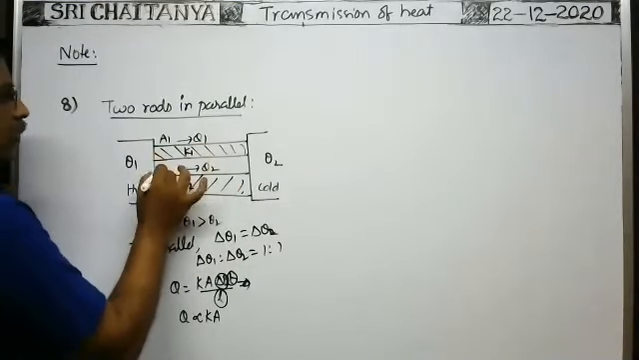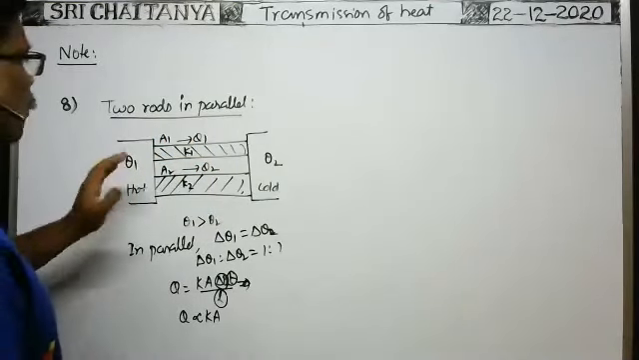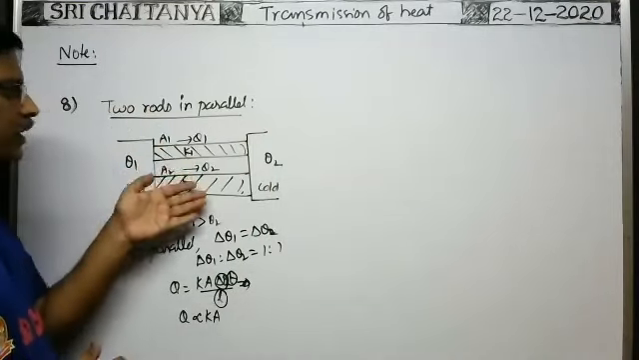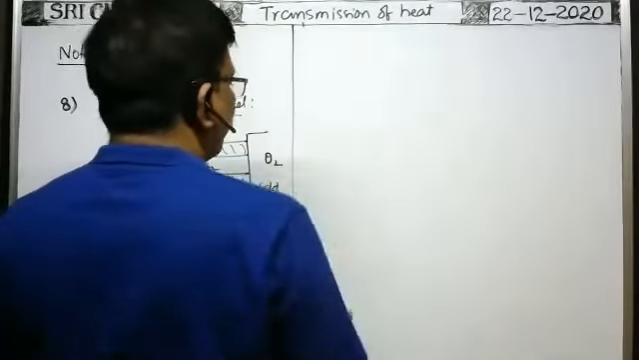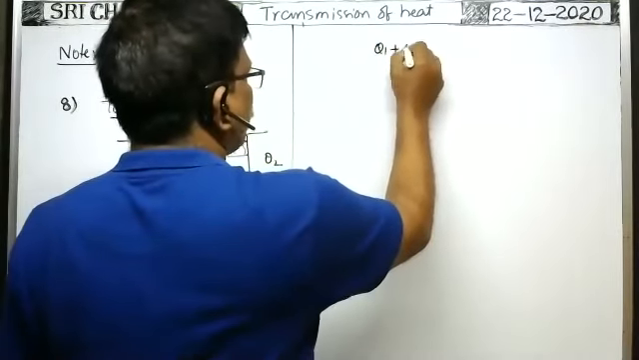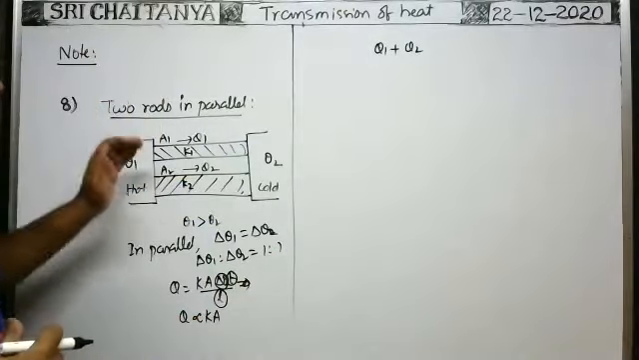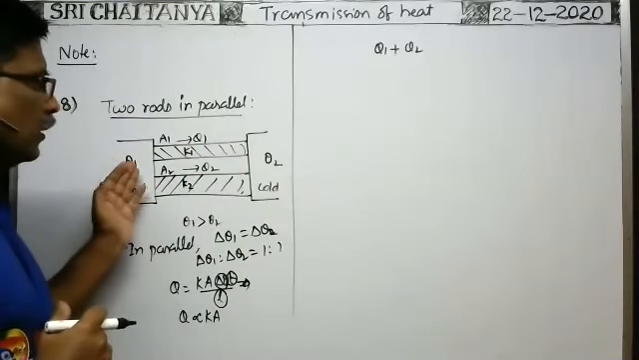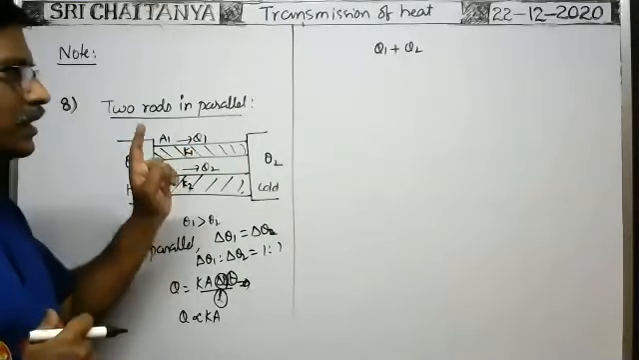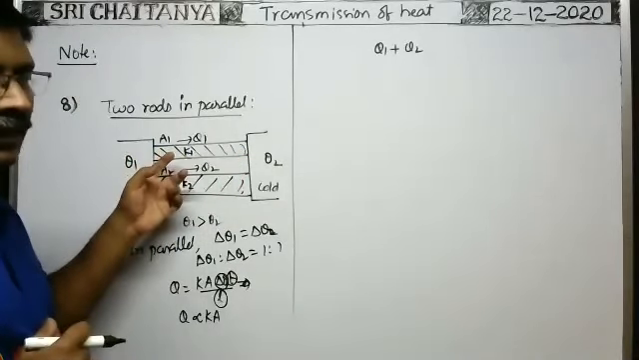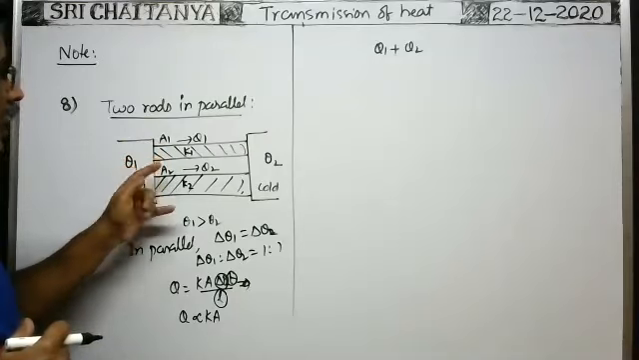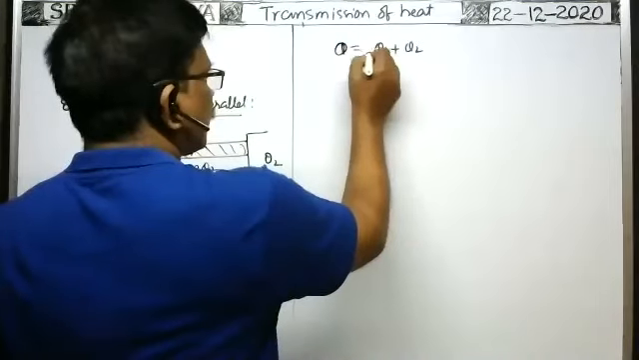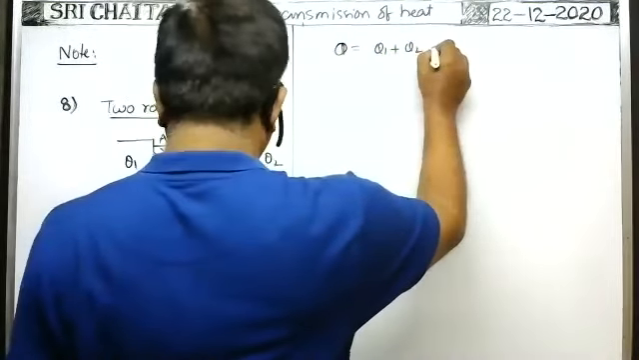Areas of cross section are A1 and A2. Lengths are the same. Now the total heat energy transmitted through the composite rod, through these two rods, is Q1 plus Q2. Then, what is the coefficient of thermal conductivity of a single rod of the same length that transmits the same amount of heat energy? That is called the effective coefficient of thermal conductivity of the two rods. So the total heat energy transmitted through the two rods is Q1 plus Q2. This is equation 1.